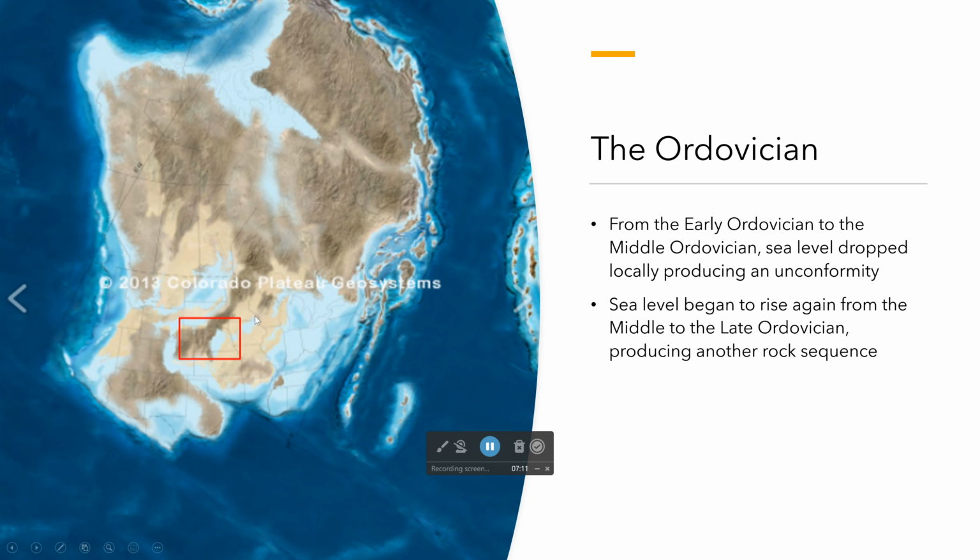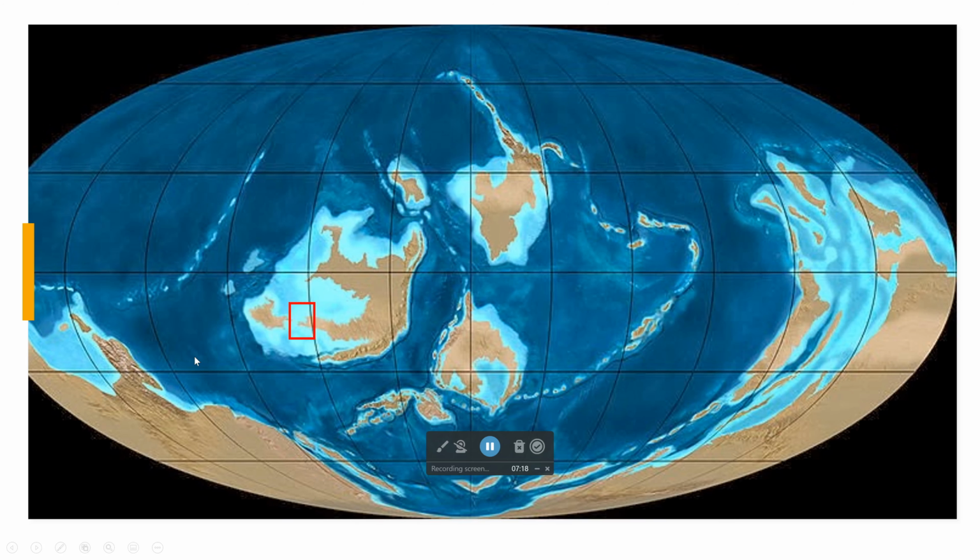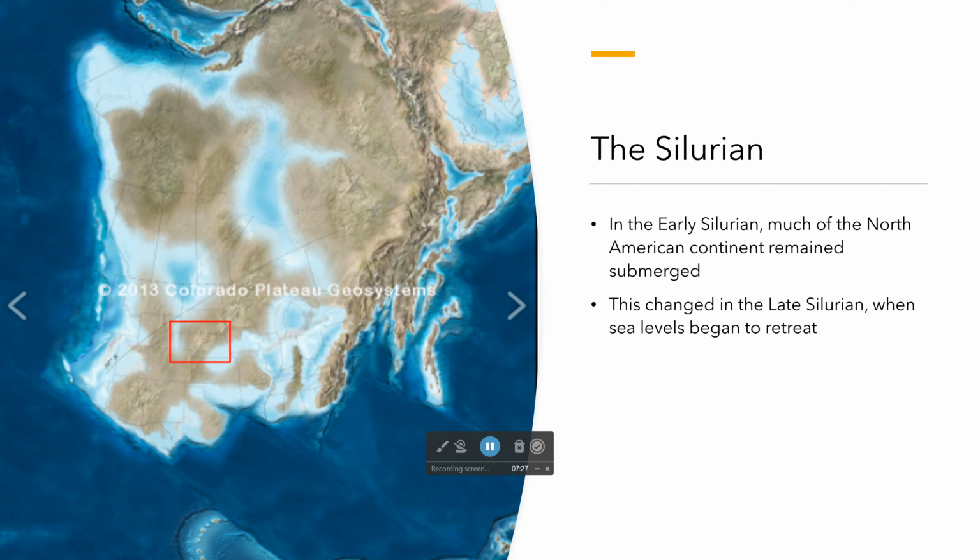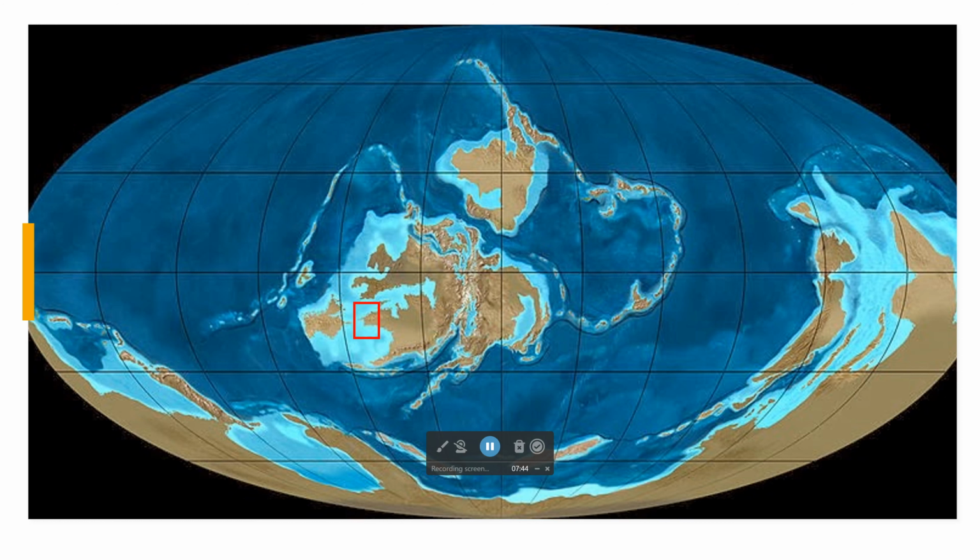Here on the left is an image of what the middle Ordovician would have looked like paleogeographically in Nebraska. And again, reference for our global context, this is the late Cambrian, we're seeing sea level rising again. Now after that final sea level rise, we enter the early Silurian, and much of the North American continent remained submerged at this time. This did change, however, in the late Silurian when sea levels once again began to retreat. If you're seeing a pattern here, that's because it's happening repeatedly.